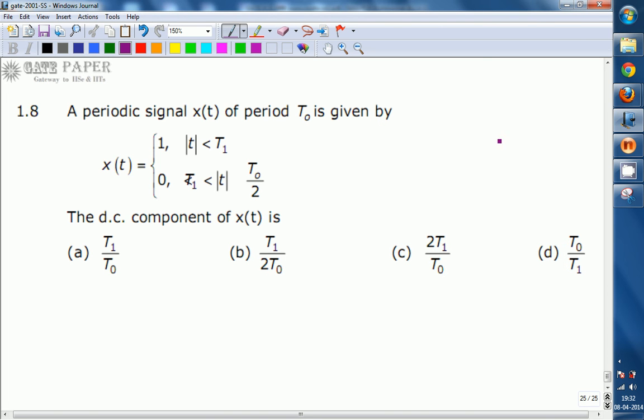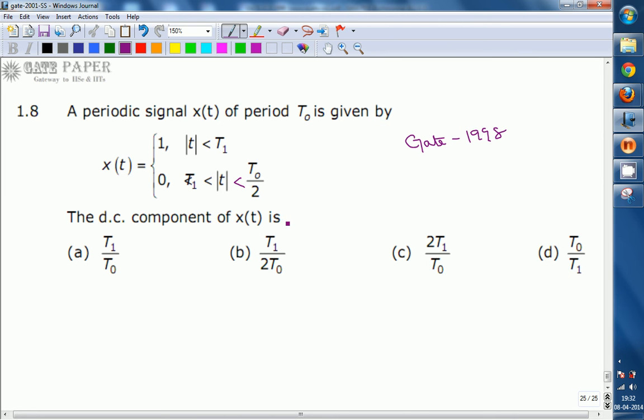Now we are going to see the question from signals and systems given in GATE 1998. Given that a periodic signal x(t) of period T0 is given by x(t) = 1 for |t| < T1 and 0 for T1 < |t| < T0/2. Here we need to find the DC component of x(t).